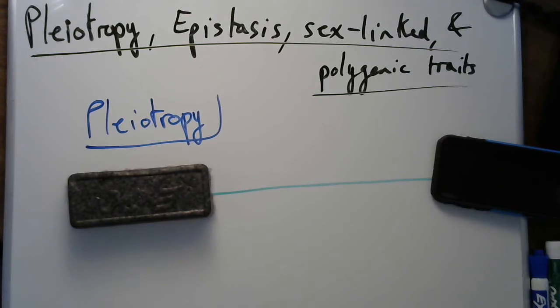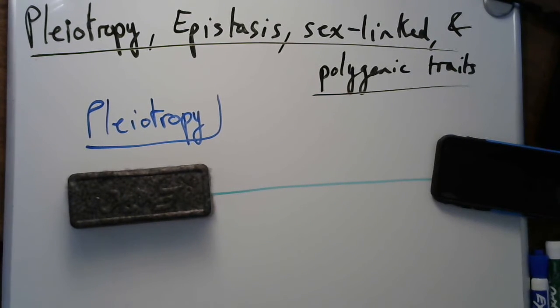Hey guys! Okay, this video is all about pleiotropy, epistasis, sex-linked, and polygenic traits. And those are really confusing terms because they seem like they look the same, polygeny, pleiotropy, but they mean widely different things. So let's work through those one by one because you need to know them.